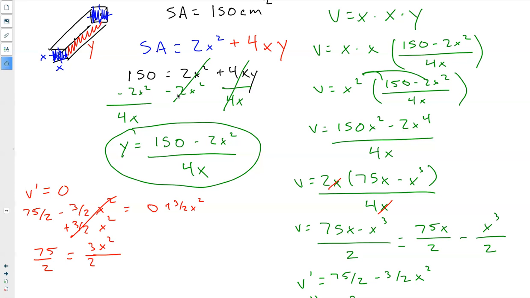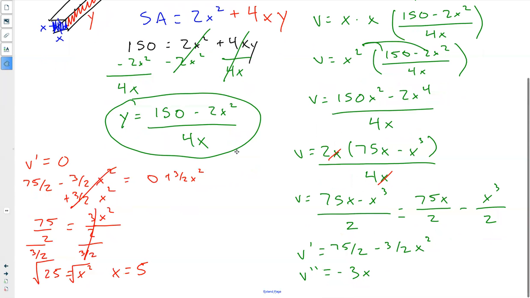Okay, let's get x by itself. So divide both sides by 3 over 2. 75 over 2 divided by 3 over 2 is 25, which is equal to x squared. Take the square root of that. And we find that x is equal to 5. Okay, so we know at x equals 5, we have a max or min point. So let's check the concavity by substituting that value into our V double prime, okay?